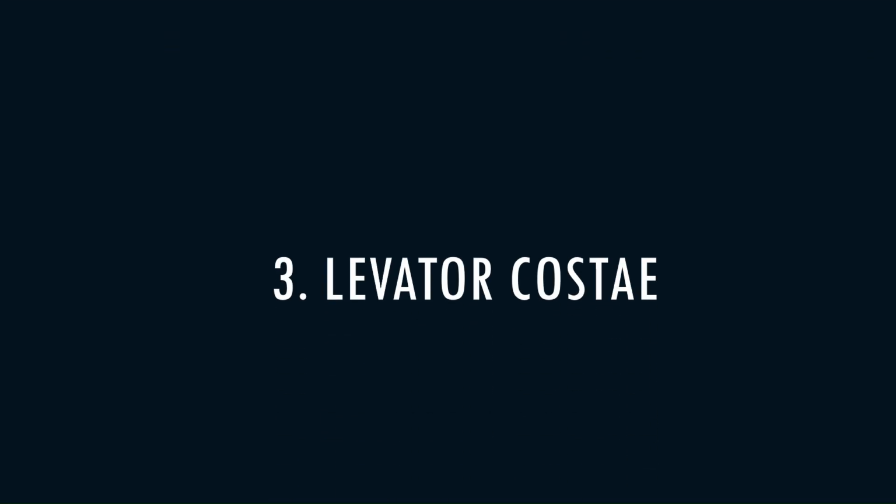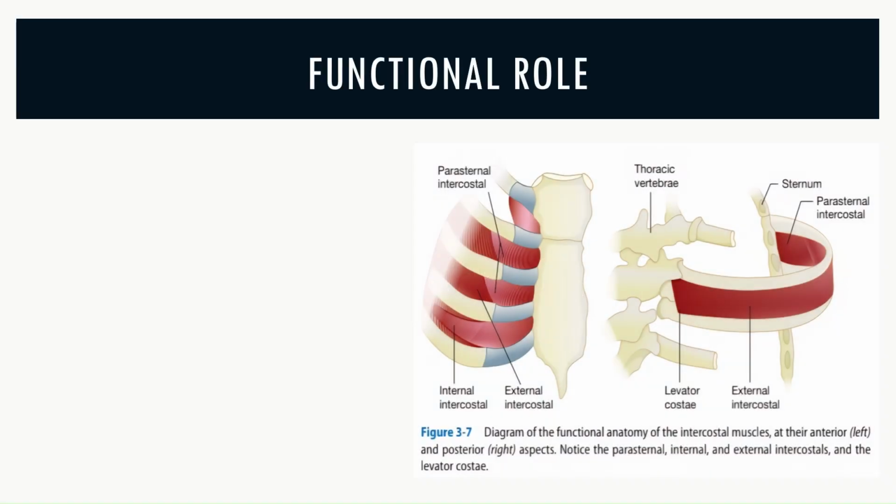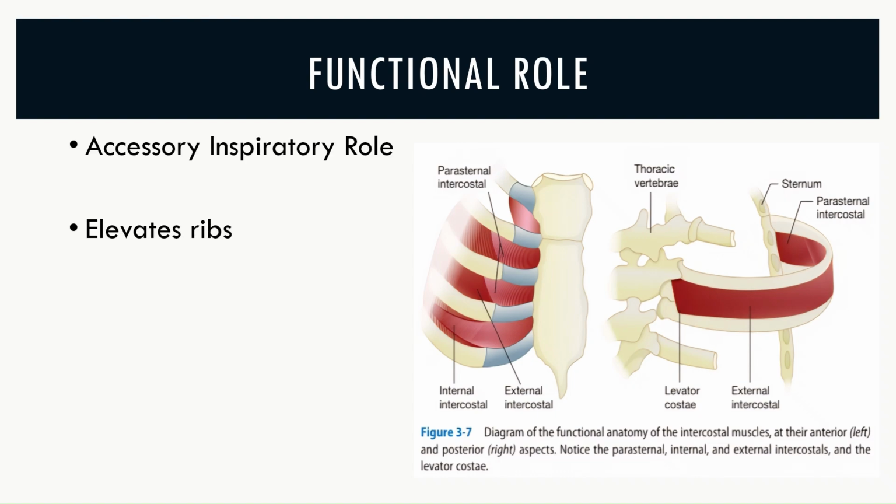Levator costae. Levator costae muscles elevate ribs and contribute to inspiration, although their functional role is relatively small compared to intercostal muscles.